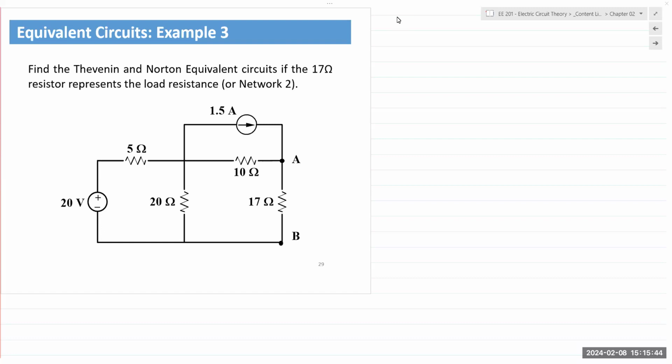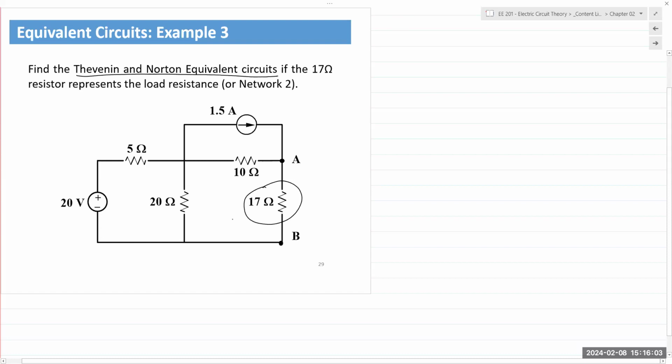In this video, I'm going to cover example 3 for Thevenin and Norton equivalent circuits. The problem statement asks us to find the Thevenin and Norton equivalent circuits if the 17 ohm resistor, which is right here, represents the load resistance.